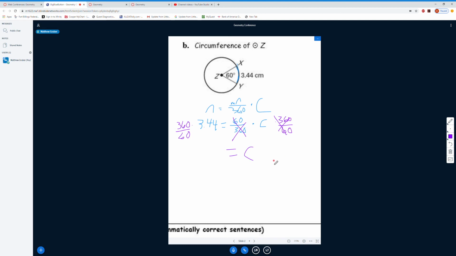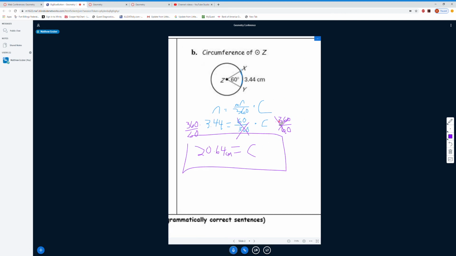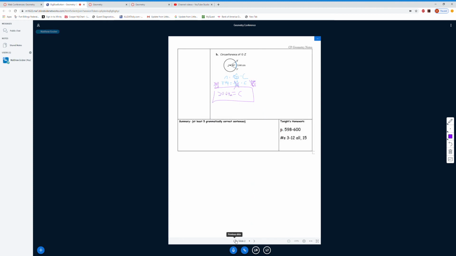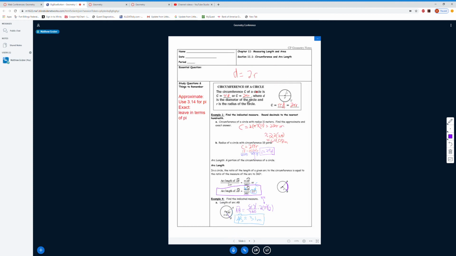And you'll get the circumference after you type it in your calculator, approximately 20.64 centimeters. So we can use that arc length formula backwards to find the circumference. So again, the two formulas you need to know from this section are the circumference formula, which is either pi d or 2 pi r, and the arc length formula, which is the degree measure over 360 times the circumference, 2 pi r.